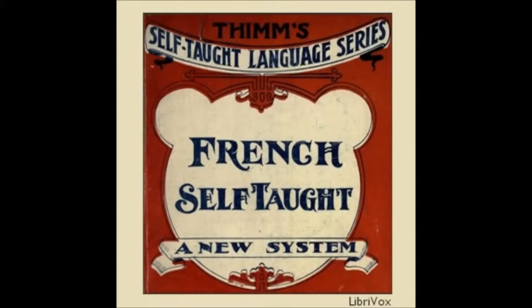Perfect: that I may have been, que j'aie été; that thou mayest have been, que tu aies été; that he may have been, qu'il ait été; that we may have been, que nous ayons été; that you may have been, que vous ayez été; that they may have been, qu'ils aient été.